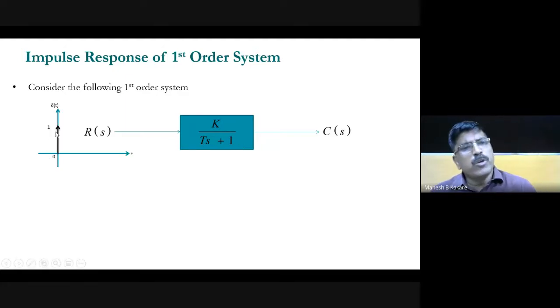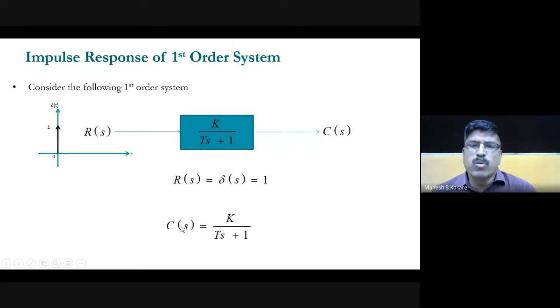Here the unit impulse has magnitude equal to 1 when t is equal to 0, and the rest of the time its magnitude is 0. So this is the unit impulse signal. Now this is applied as an input, and we'd like to find out the response of this system, how that system behaves with respect to time. Now R of S is nothing but the unit impulse signal, delta of S, which is equal to 1, and C of S by R of S is equal to K divided by Ts plus 1. So C of S will be equal to K divided by Ts plus 1 into R of S. Now R of S is 1, so the C of S equation will be basically K divided by Ts plus 1. Now can you find out the value of C of S here?